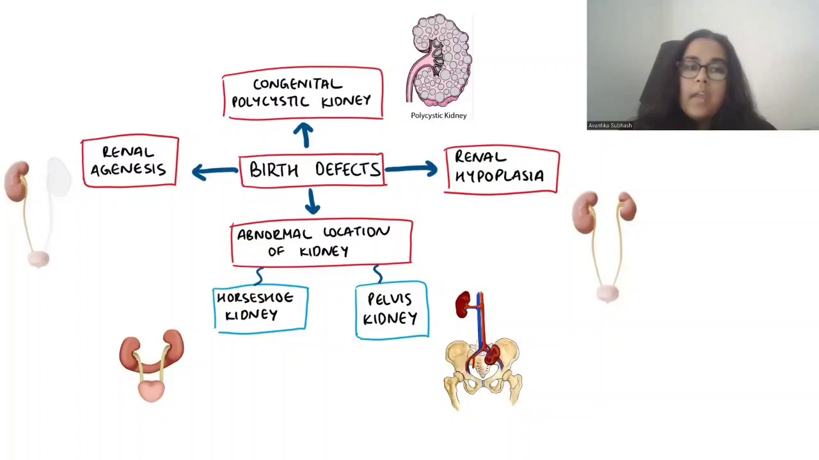Horseshoe kidney is where, during the development of the kidney, as you can see in this picture, both the kidneys are fused together. Pelvic kidney is where the kidney during its development is unable to go back to its anatomical position, which is relatively higher. Therefore, one kidney or sometimes both kidneys are located in your pelvic region. And that's not an anatomical position of the kidney. So this is just what you have to know.